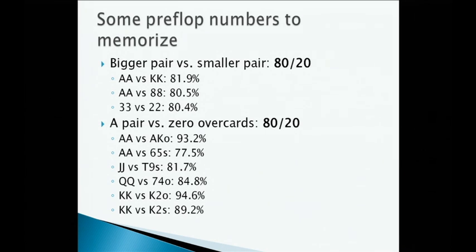So first of all, I wanted to run through some numbers. It's good to have a sense of these. You don't have to memorize all of them, but it's good to have a reasonable idea of the equities of specific hands versus specific hands when you get it all in pre-flop. I classified these to make them easier to memorize. The first example, which is the dream situation, is a bigger pair against a smaller pair.